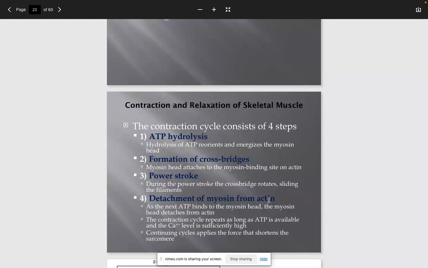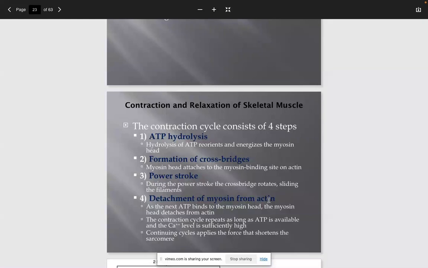So the contraction cycle repeats as long as ATP is available and the calcium level is sufficiently high. Continuing cycles applies the force that shortens the sarcomere. I don't know if you guys have ever heard of a process called rigor mortis. Rigor mortis is where there is insufficient ATP available, therefore the muscle stays contracted and becomes stiffened. This is what happens whenever someone dies. We don't have any ATP. Remember, ATP is the energy currency of the cell. So rigor mortis will then begin to set in, and you have myosin permanently attached to this actin filament. It's unable to detach for relaxation to occur.